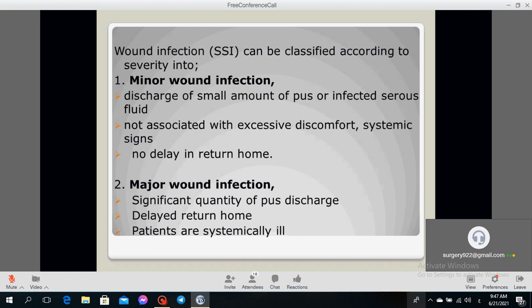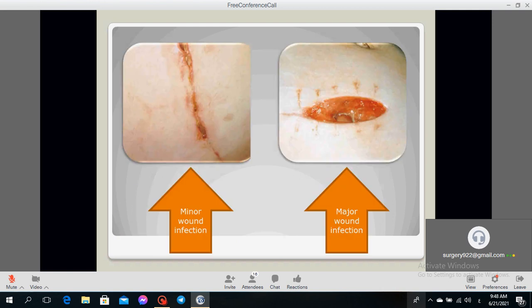The second type is major wound infection. It is characterized by a significant quantity of pus discharge and delay in return home. Usually here the patient is systemically ill. This is an example of minor wound infection, a minor break, okay, and this is major wound infection, a break with evidence of pus.